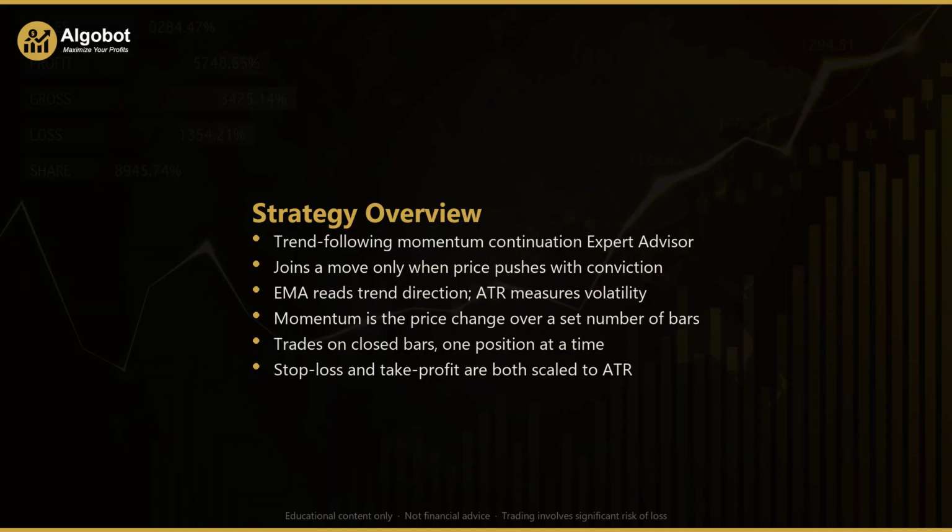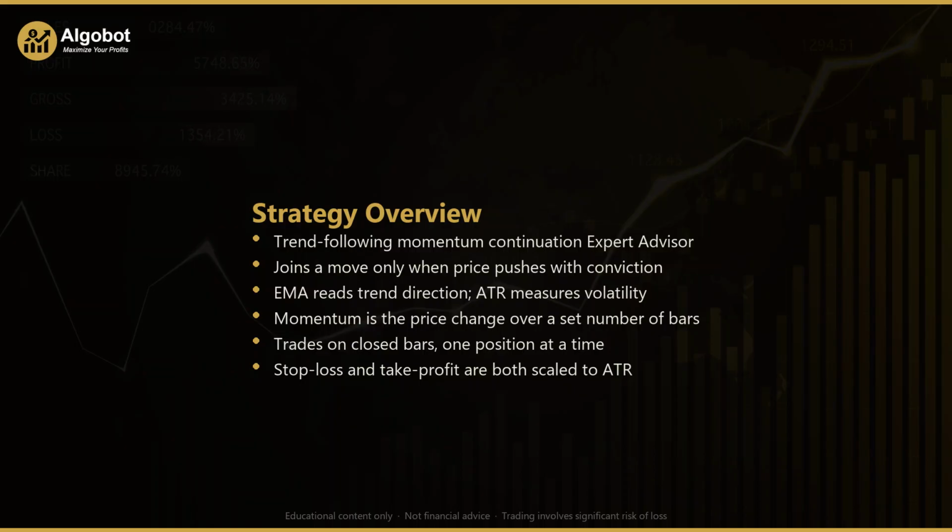position. To judge the trend, the strategy uses an exponential moving average, or EMA, with a default period of 50 bars. When price is trading above that moving average, the environment is considered bullish. When price is below it, the environment is considered bearish.